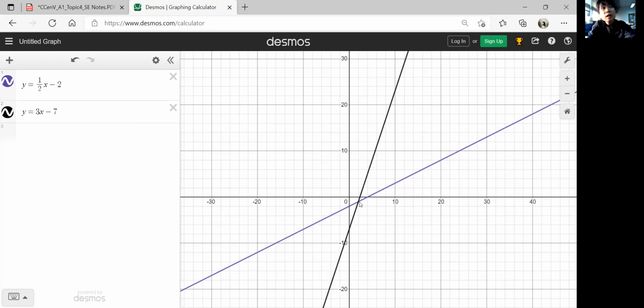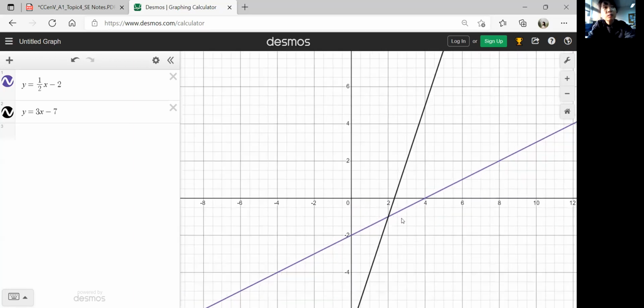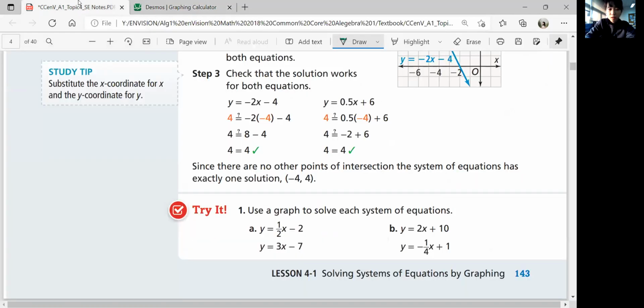And you see there is one intersecting point, and that is exactly (2, -1). Okay, that is (2, -1). That is your solution. They both have the same point.